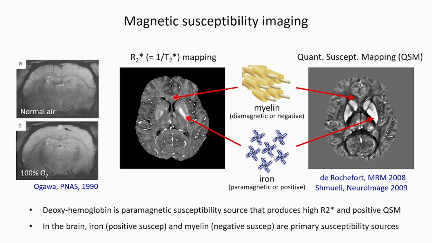Well, deoxyhemoglobin is not the only source of susceptibility. In the brain, we have two other sources. One is, of course, myelin. It's a diamagnetic susceptibility source, while deoxyhemoglobin is a paramagnetic susceptibility source, so they have different sign. Another source of susceptibility is iron, which is usually in the form of ferritin. It's a paramagnetic susceptibility source. So if you think about the sign of the susceptibility, you can distinguish myelin from ferritin because they have different sign.